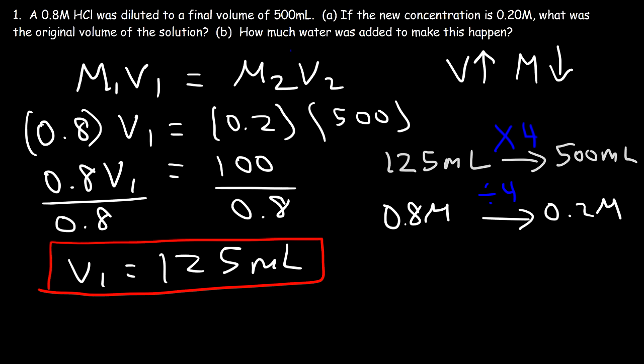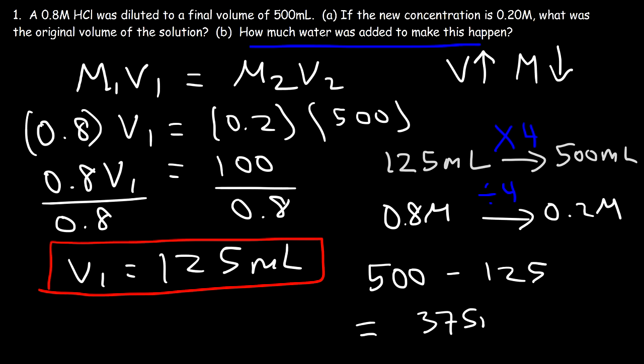Now let's move on to part B. How much water was added to make this happen? So the volume changed from 125 to 500. To find out how much water was added, subtract V1 from V2. 500 minus 125 is 375. So 375 milliliters of water was added to the original solution to decrease the concentration from 0.8 to 0.2.